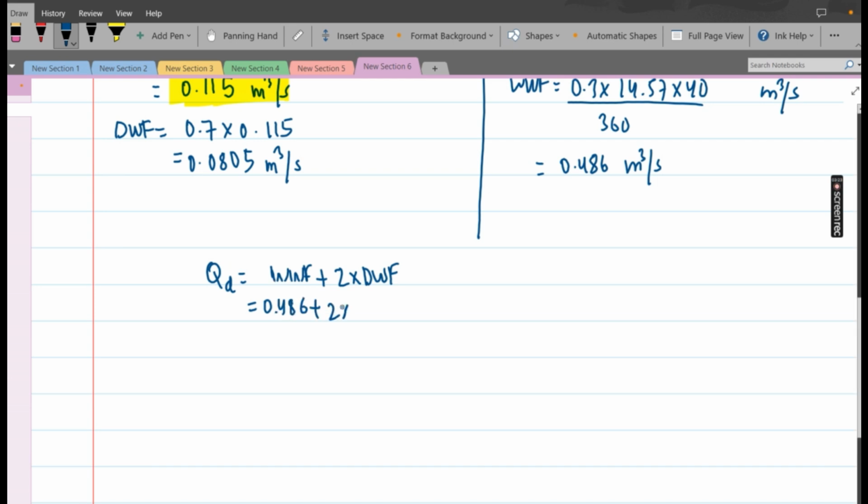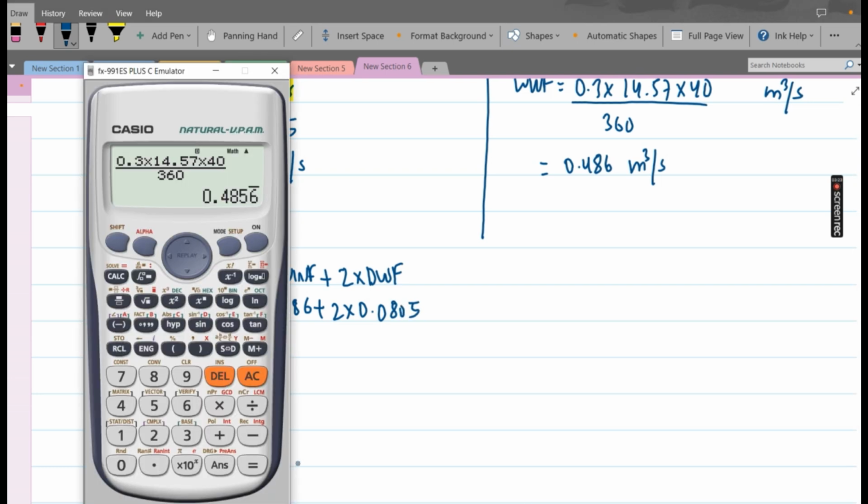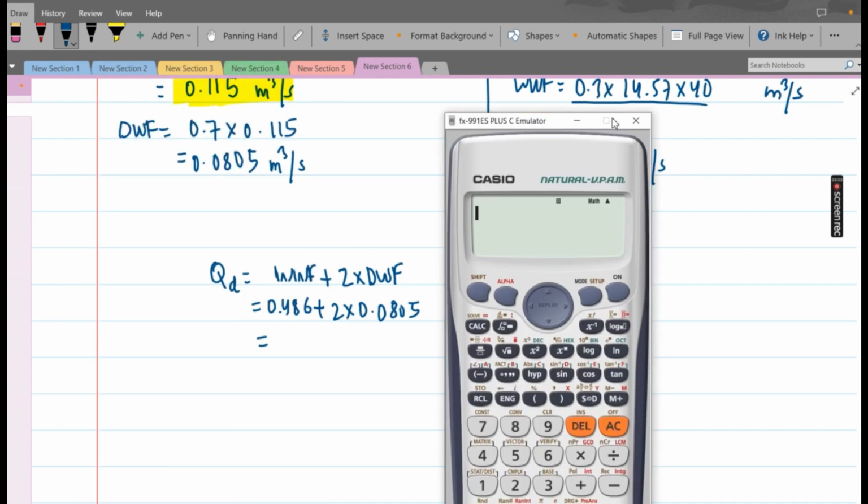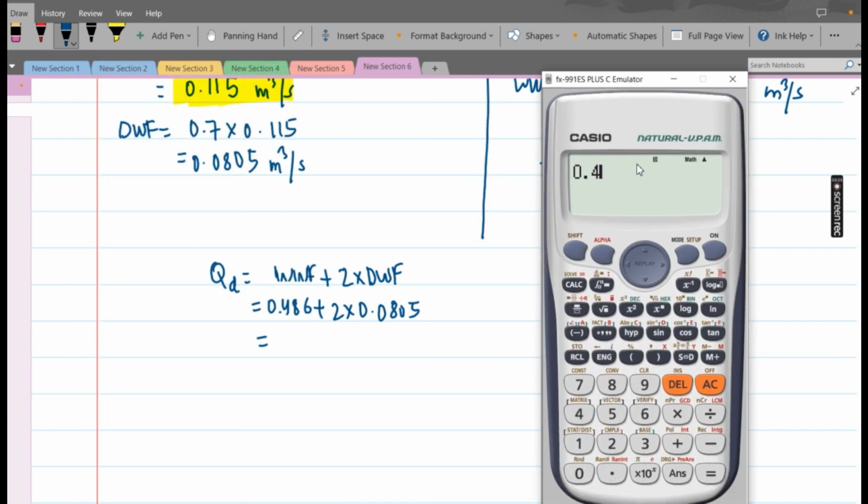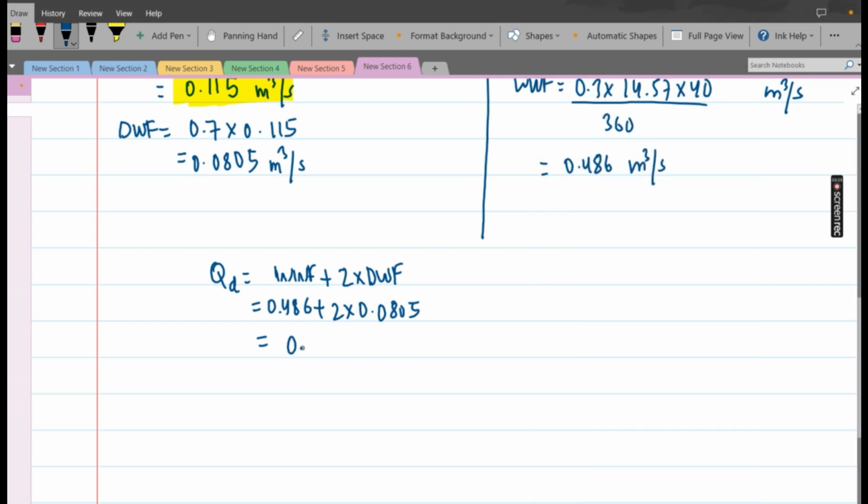0.486 plus 2 times of 0.0805, right? Let's calculate. 0.486 plus 2 times 0.0805. It will be 0.647. 0.647 meter cube per second, right? So this is the answer.